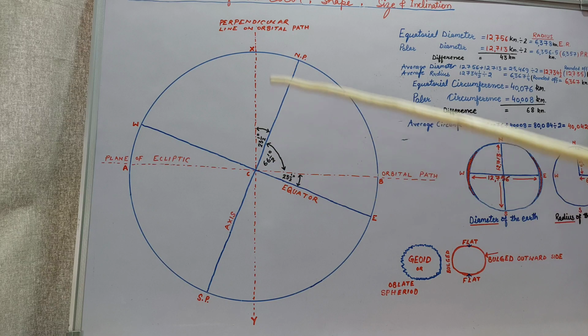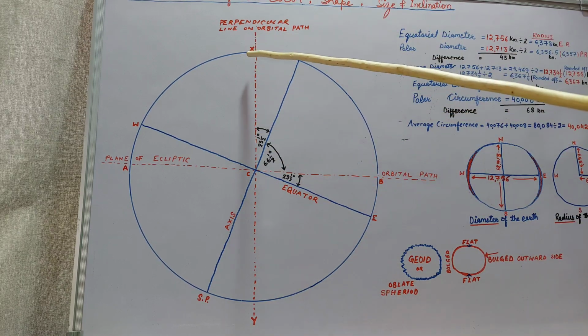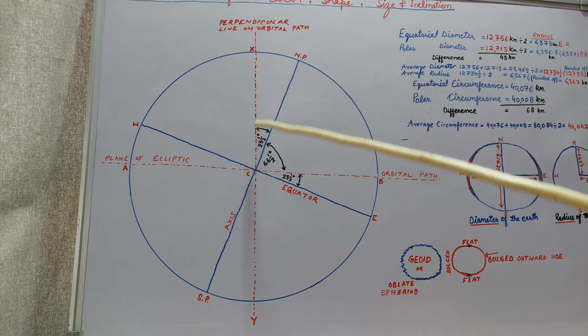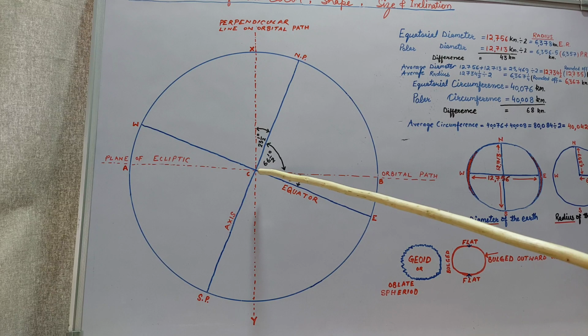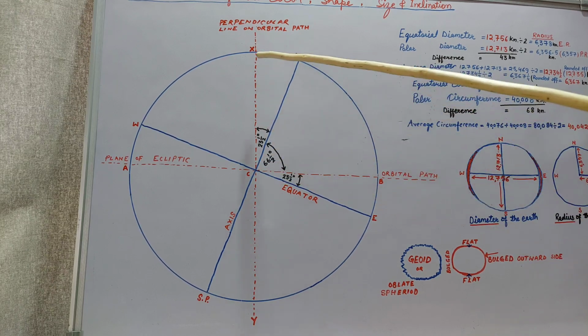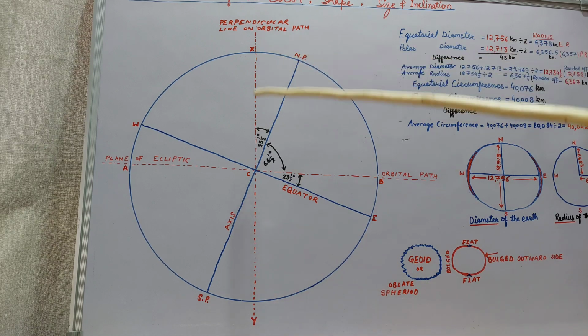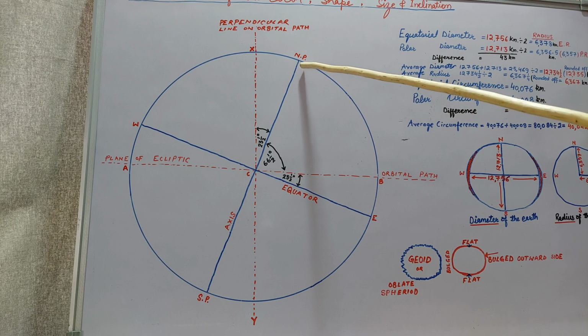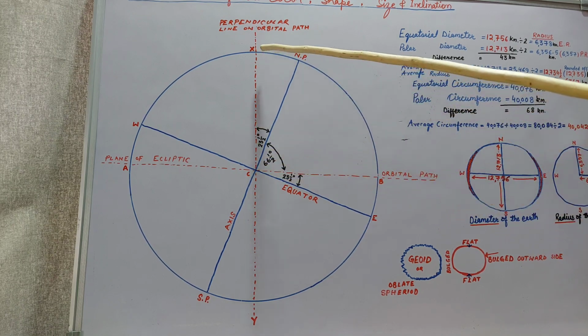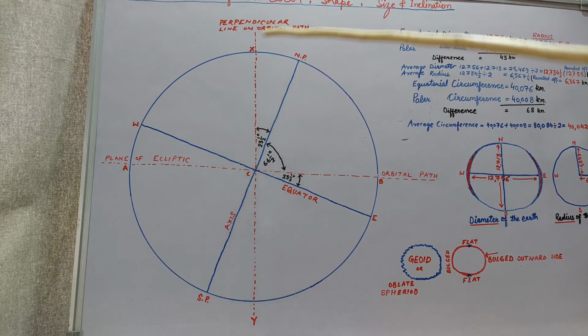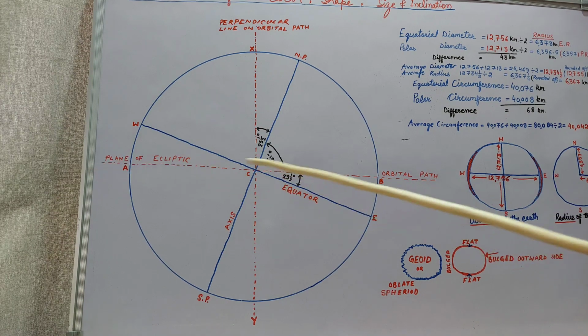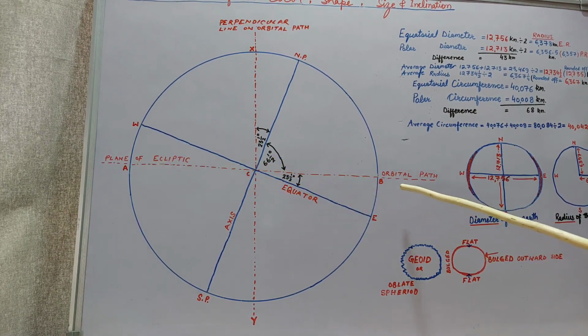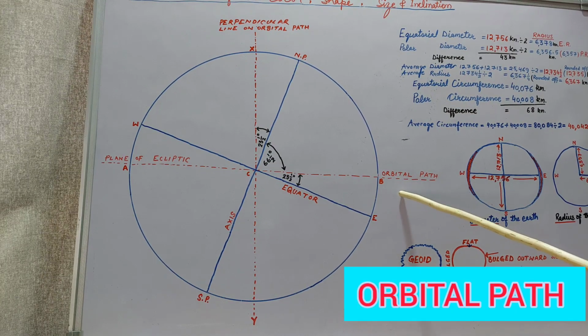If we draw a vertical line, suppose this is x and this is y, through the center of the earth, I have shown it with red broken lines. So from NP, the north pole, to the center of the earth to X, that is the perpendicular line drawn on this line. This line is known as the orbital path or plane of ecliptic. Orbital path means the way on which the earth continuously revolves around the sun.